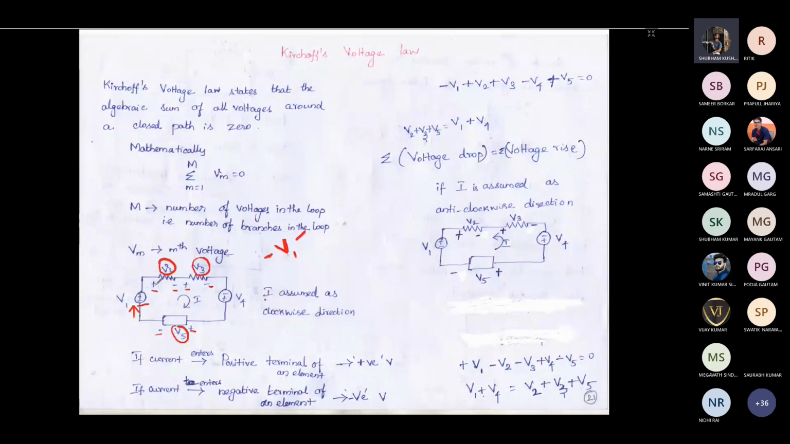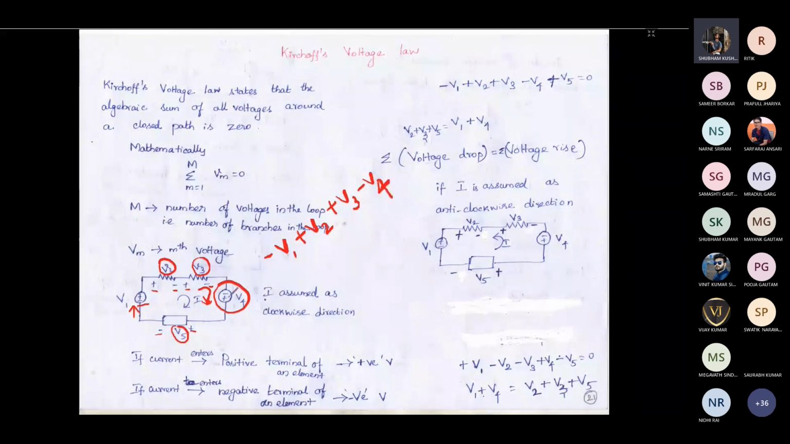Then for this resistor the current is entering the positive polarity, so I should write it as plus V2. Similarly, I have a resistor for which the current enters the positive polarity, I write it as plus V3. Then if you see here, this is a voltage source. Even though it is a voltage source, if the current enters the negative polarity, then obviously it is minus V4.